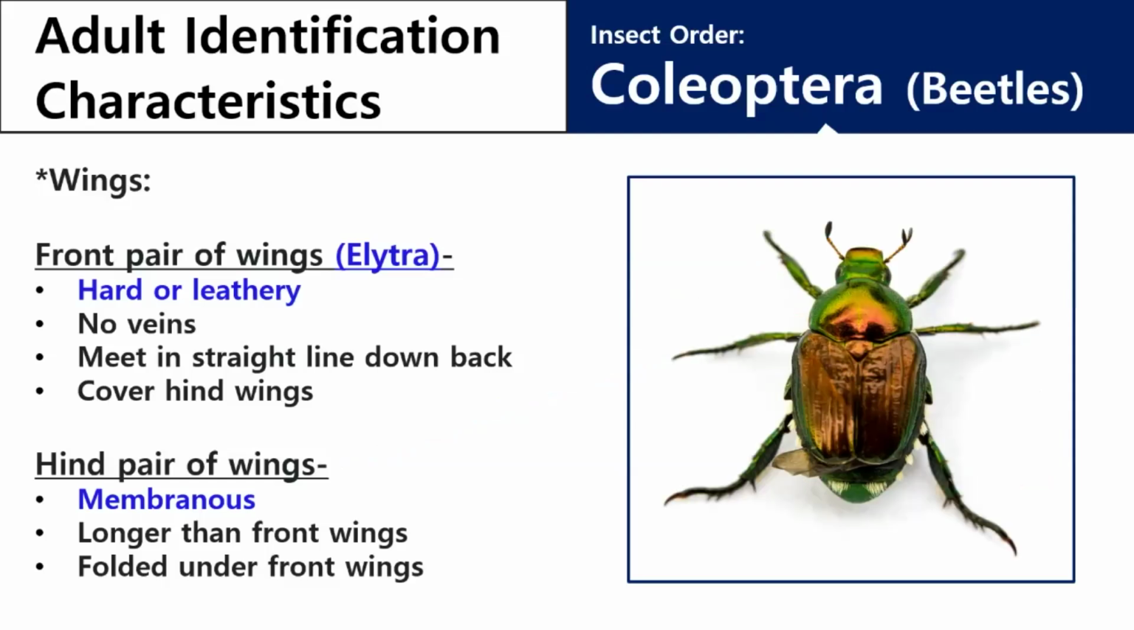Here we can see a Japanese scarab beetle. So we can see those elytra at rest, meeting in a straight line down the center of the back.